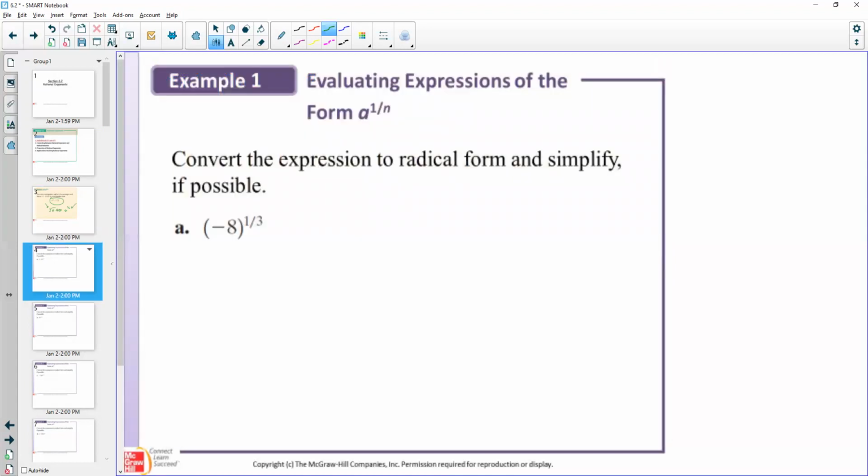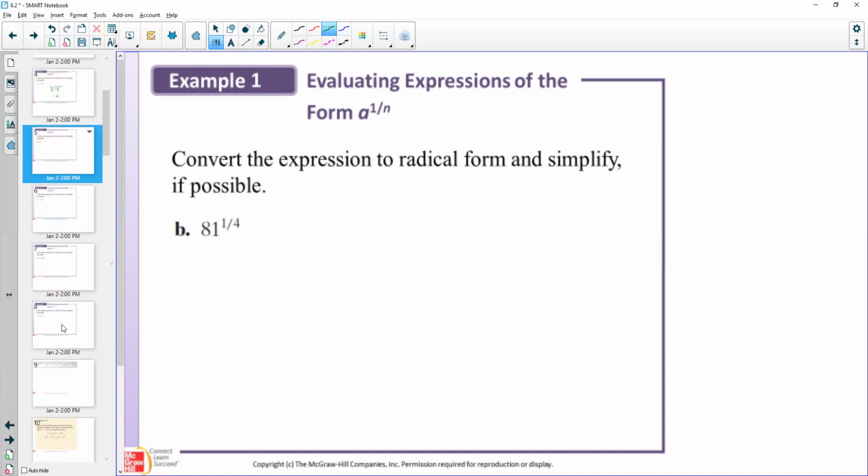So convert to a radical expression and simplify. When it says convert to radical form, it means write it with a root symbol. So let's do that. (-8) to the 1/3. 1/3 as an exponent means cube root, and under there I'm going to put -8. Can I take a cube root of -8? Yes, it's an odd root, so a negative number is okay. Something times something times something makes -8. The cube root of -8 is -2.